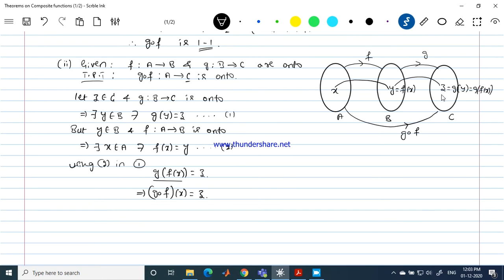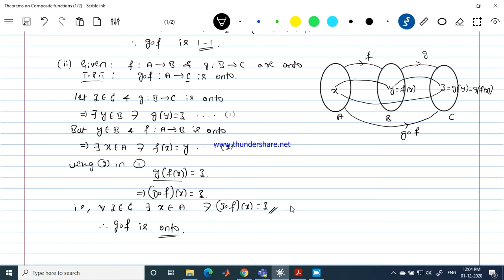Yes, what we have proved is that for every z belongs to C, there exists its pre-image x present in set A such that image of x is equal to z under f composition g. That is, we just proved that for every z belongs to C, there exists x belongs to A such that f composition g of x is equal to z.